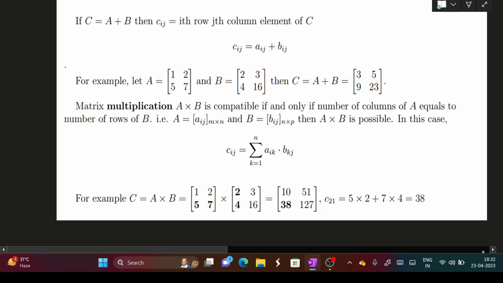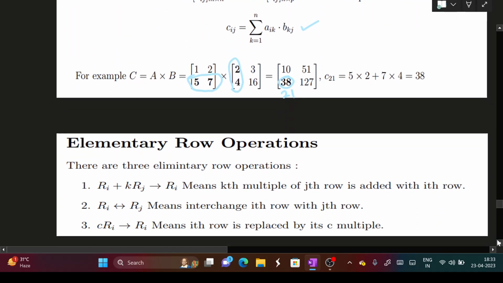That is, what we will do is the ith row of the first matrix is made a dot product with the jth column of the second matrix. For example, suppose I want to get this element. So what is its position? Its position is 2, 1. That means from the first matrix, I will select the second row, and from the second matrix, I will select the first column. I will take the dot product. That is 5 into 2, that is 10, plus 7 into 4, that is 28. So that gives 38. In this way, matrix multiplication can be done.